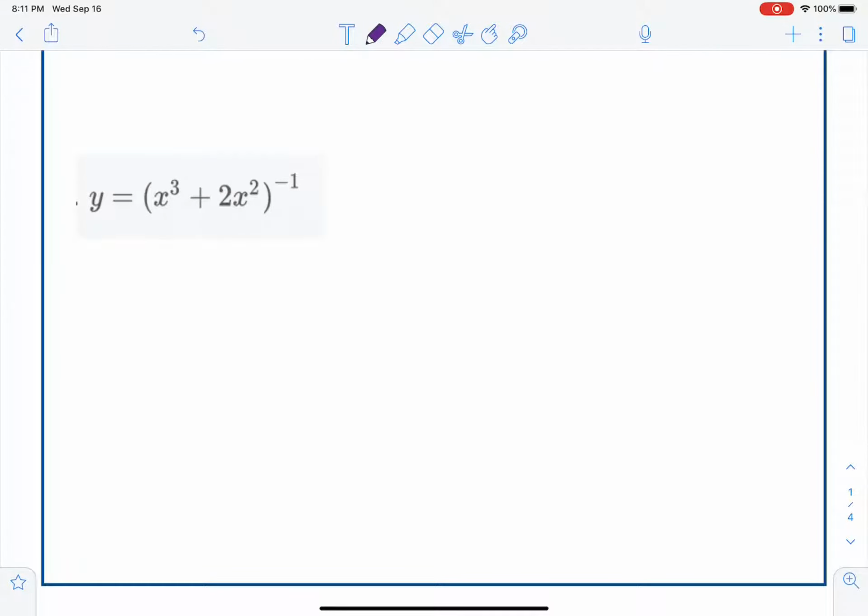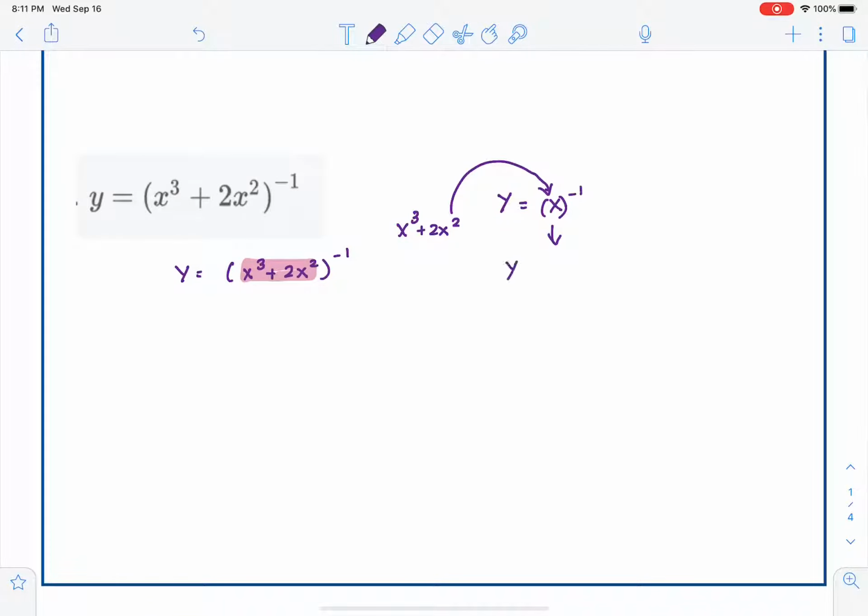Here is another example that simply uses the power rule and the chain rule. So we have y is equal to x cubed plus 2x squared raised to negative 1. So that is the function within the function, x raised to negative 1. So y is equal to x raised to negative 1. The second function is x cubed plus 2x squared. It goes in, bumps the x out to get the function y equals x cubed plus 2x squared raised to negative 1.